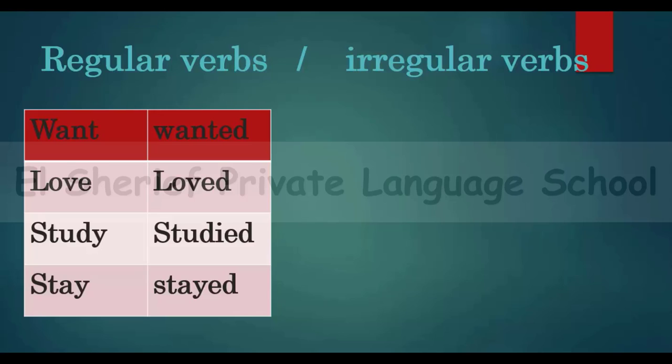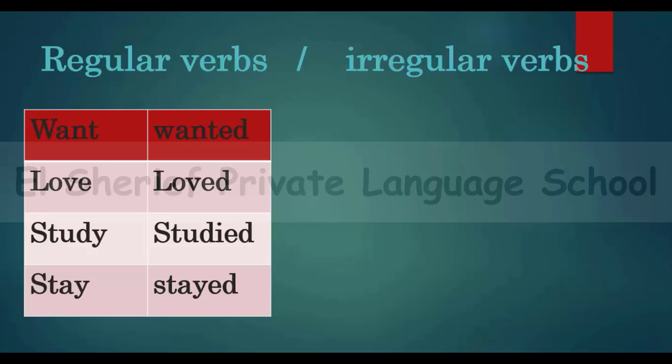The first verb is want, and the past form, the second form, is wanted. Love, loved. Study, studied. Stay, stayed. Look at the first verb, want. We add ed to want, so we said wanted. So the second form of want is wanted.